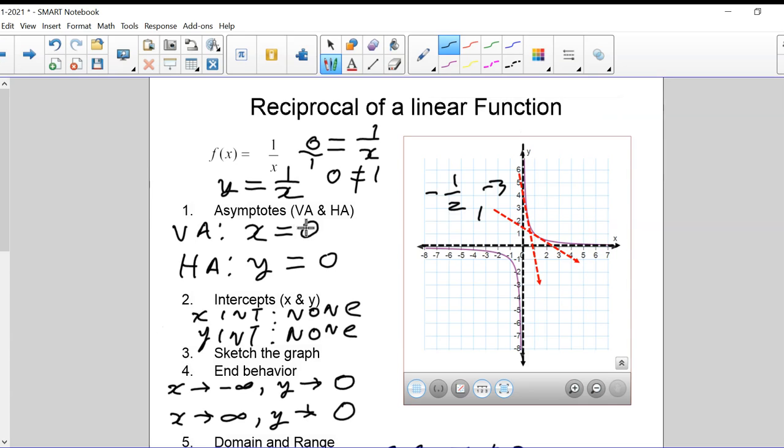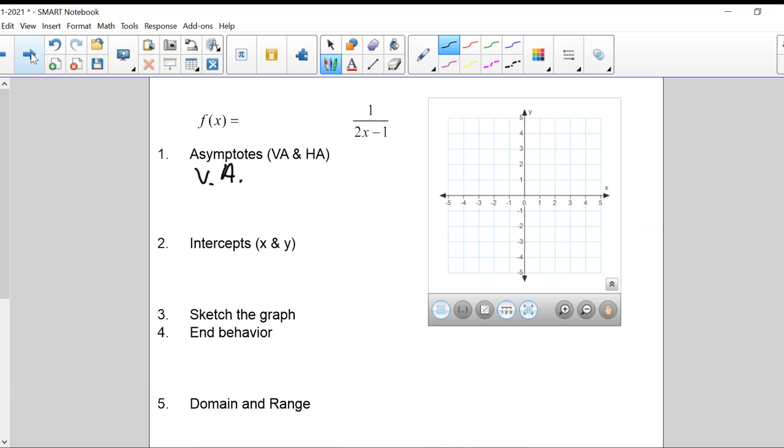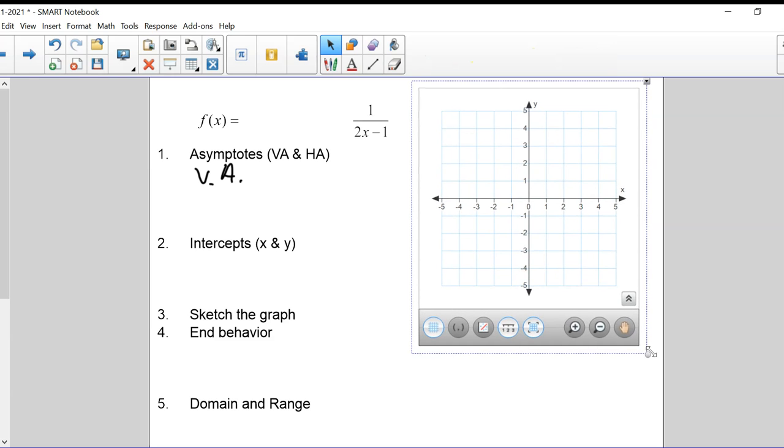The vertical asymptote was x equals 0, and the horizontal asymptote was y equals 0. Does anybody think they know what the equation of the vertical asymptote is on this one? Anybody have any guesses on that? Anybody think they might know? Nobody? Let me make this graph a little bigger before I actually draw it.